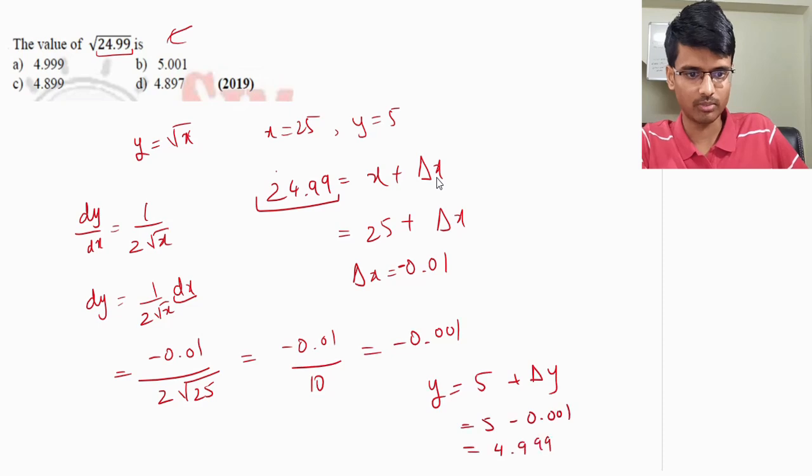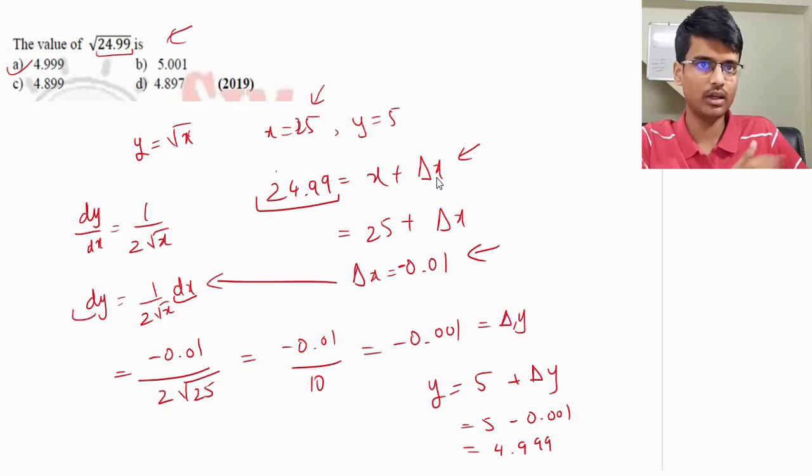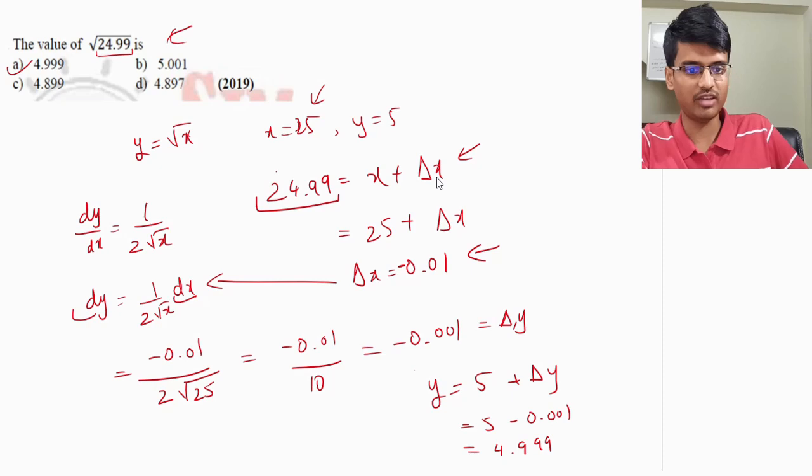So this is how you solve this type of question. We picked the closer value. We found out what is delta x. Delta x is minus 0.01. Then we substituted the value of delta x in our standard equation, and we found out dy. This is nothing but our delta y. Dy and delta y are similar, they are not the same. But here we have to solve the question in a faster method, so we have taken them as the same. Then our required y is 5 plus delta y. Delta y is minus 0.001. So we found out the correct answer is option A. Moving on.